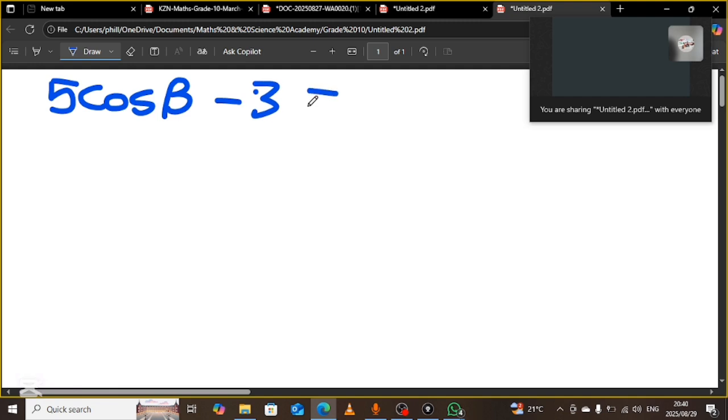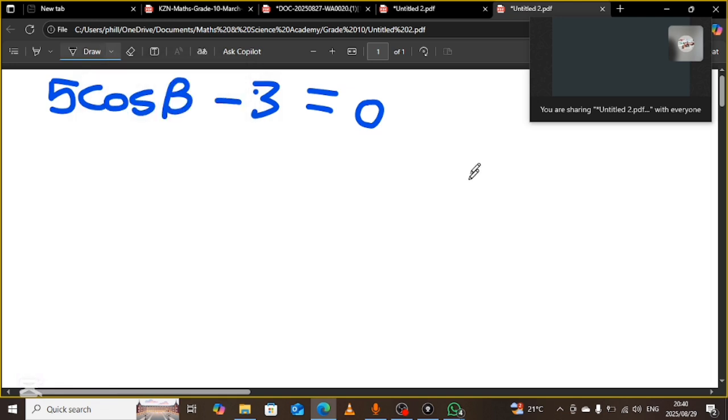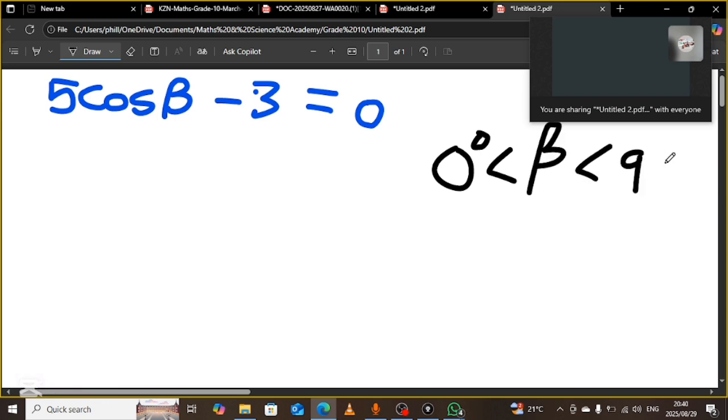It's given that 5 cos beta minus 3 equals 0. And then what's given again? 0 degrees is less than beta, and beta is less than 90.